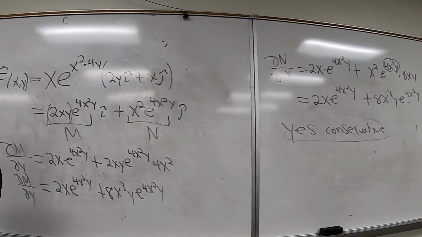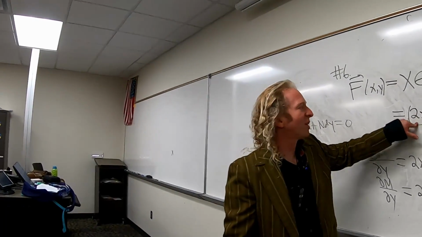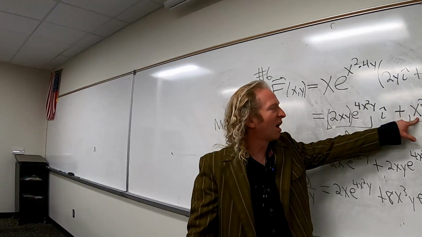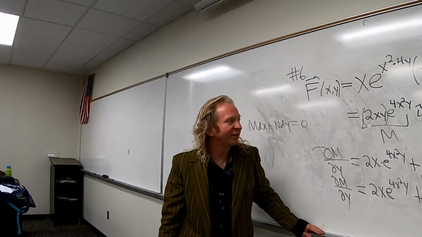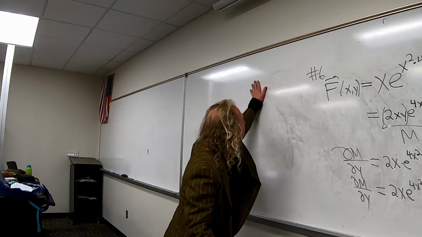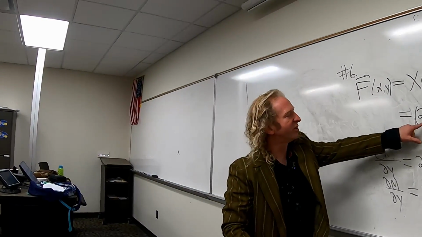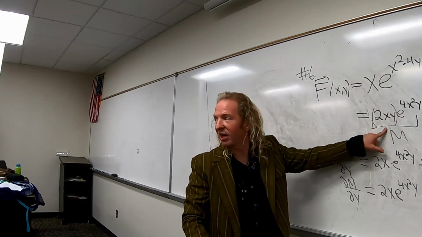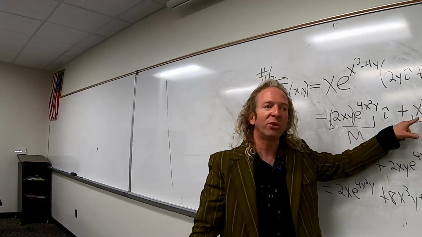So now we have to find the potential function, right? So that means we have to integrate this, and we have to integrate this. And we can do it, right? So let's go ahead and do it. I'll do it here. First, we have to integrate this one with respect to x, and then we have to integrate this one with respect to y.